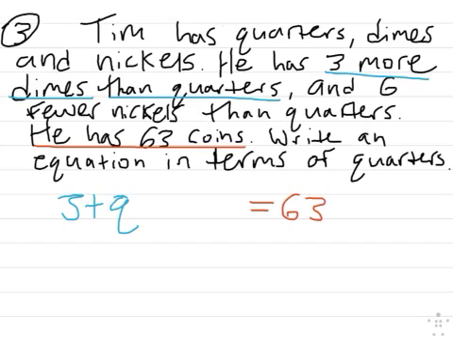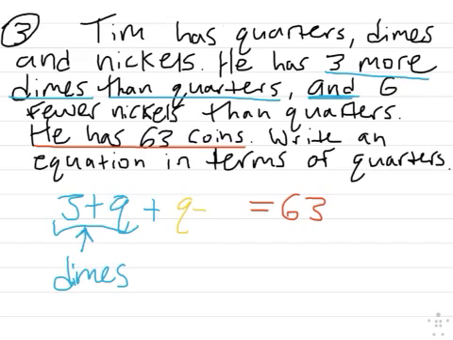Okay, and what's and? That's also addition, right? And 6 fewer nickels than quarters. Okay, so this, here, let's put this also as a note here. This would be the amount of dimes, right? Dimes. He's got 3 more dimes than quarters. So this whole thing right here is his dimes. And then we have 6 fewer nickels than quarters. So we have quarters, and then 6 less than that, right?